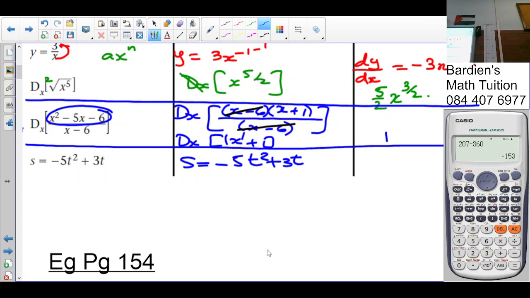So this would be what? ds over dt, the derivative of s with respect to t. Derive the first term, what do I get? Negative 10t plus 3. Okay, you all okay with that? Alright.